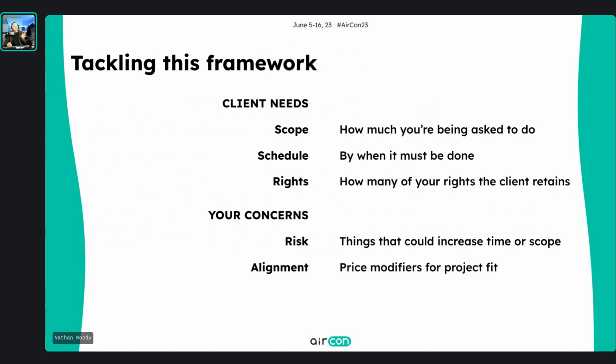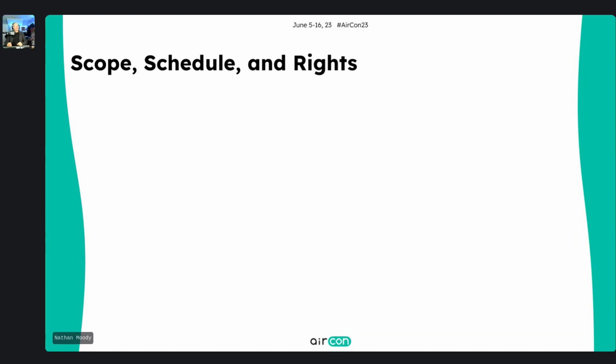And I think a lot of people tend to look at risk and alignment in a very intuitive, less formal way. And today I want to talk about how to do this in a really formal way that actually can give you negotiation levers when you do talk about price, and can help you better understand how to apply monetary amounts to express how well something fits for you as a project. So we're going to go real quick through scope, schedule, and rights. These are just things to think about.